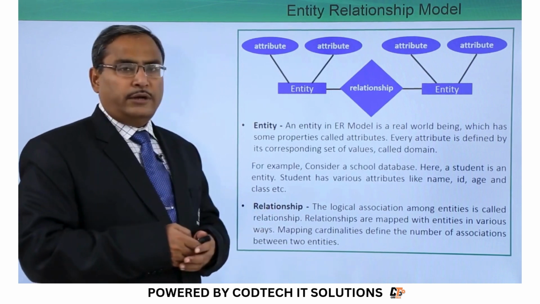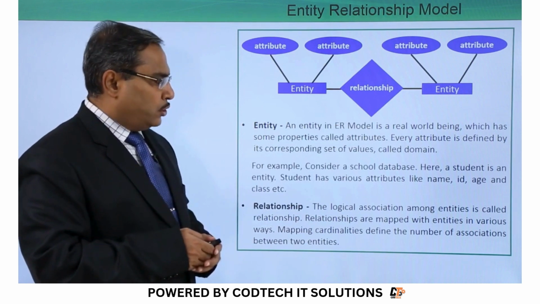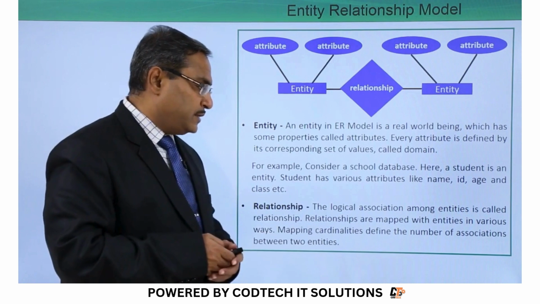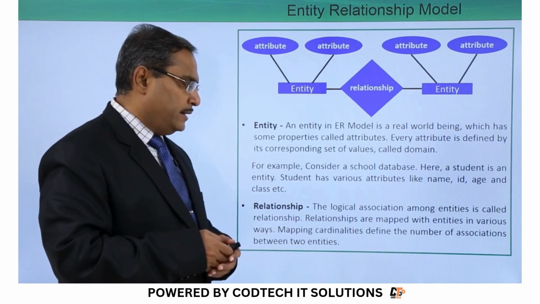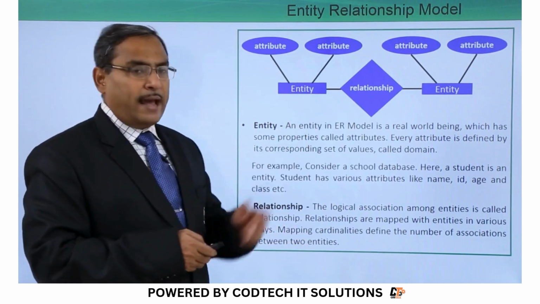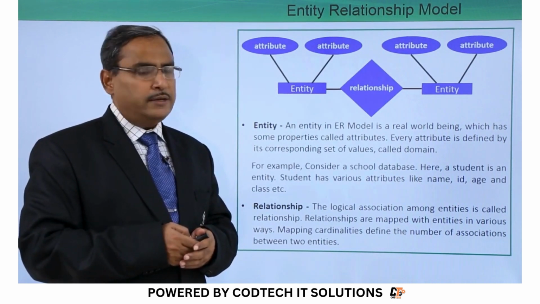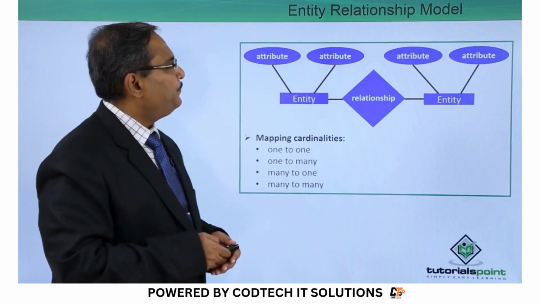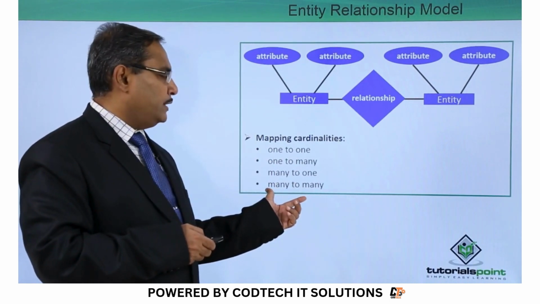Now we are going for the relationship, the diamond shaped box. The logical association among entities is called a relationship. Relationships are mapped with entities in various ways. Mapping cardinality defines the number of associations between two entities. We basically have 4 different mapping cardinalities: one to many, many to one, one to one and many to many. Here we have described them.